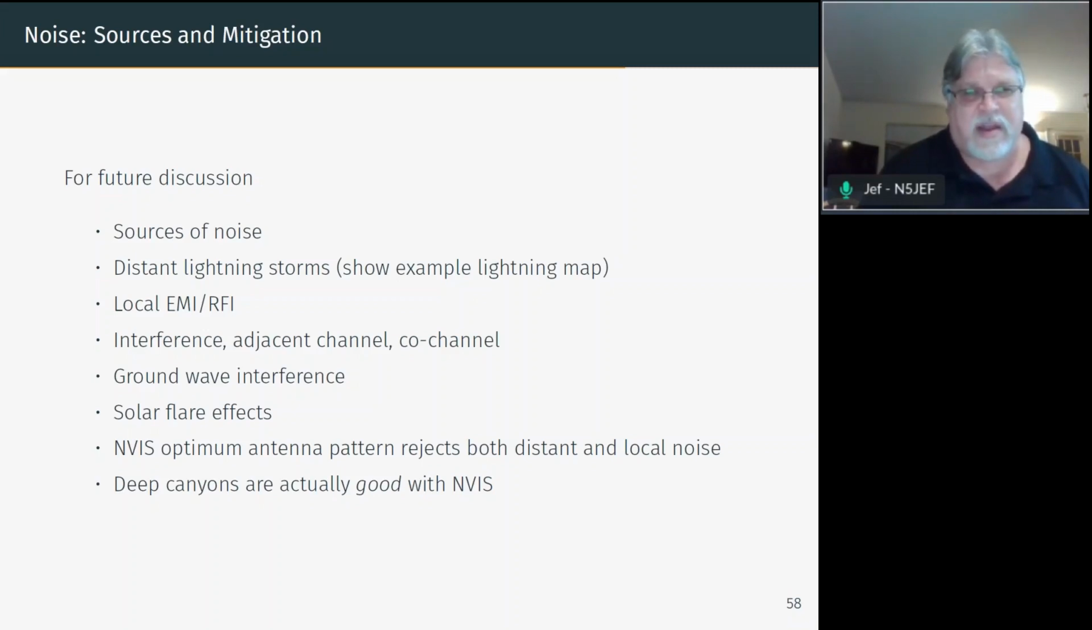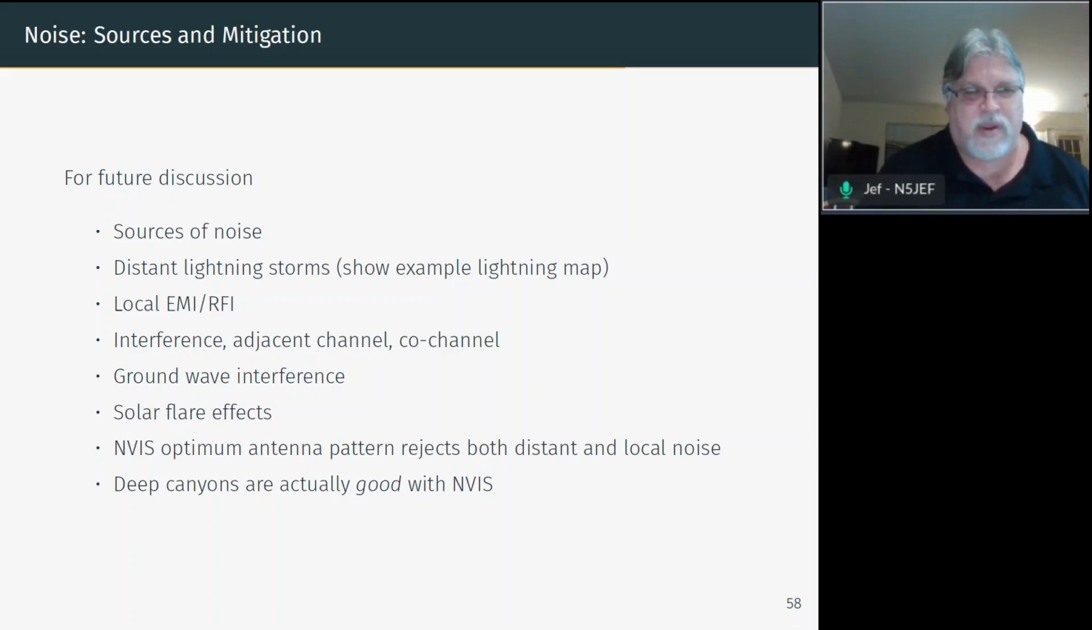EMI, RFI is kind of the same subject. Interference. The other thing about loops is they are very high Q, and so you need to tune them for, say, like a 30 kilohertz bandwidth, and anything outside that 30 kilohertz, you won't be hearing it anyway. So that's another advantage of the loop.